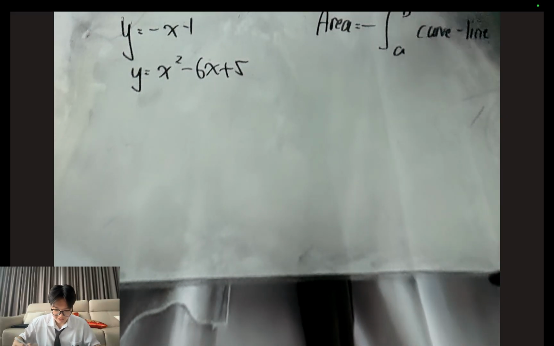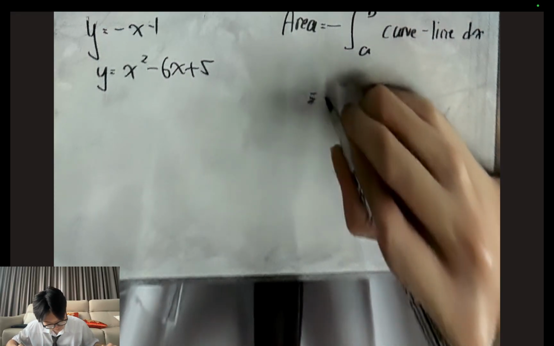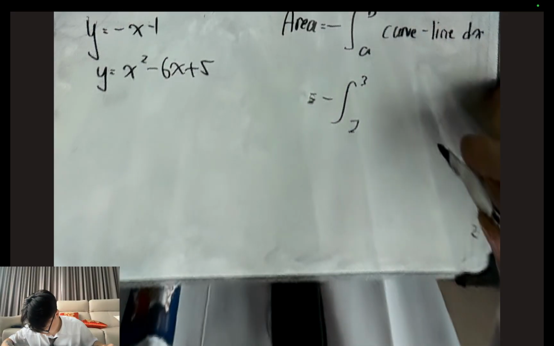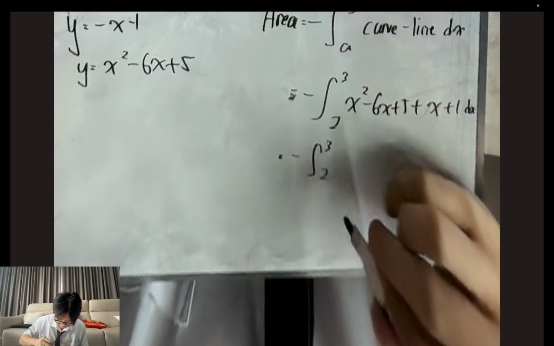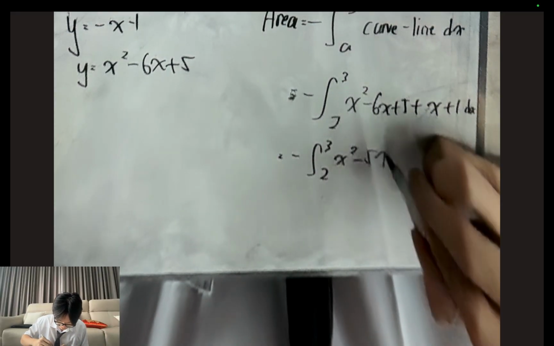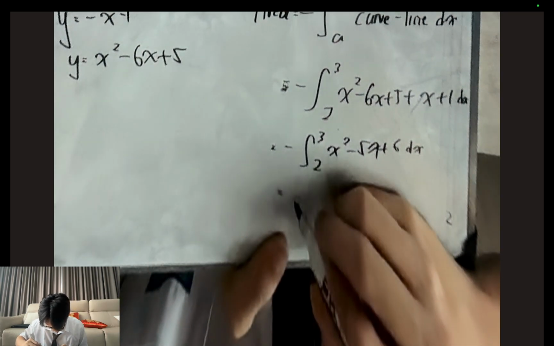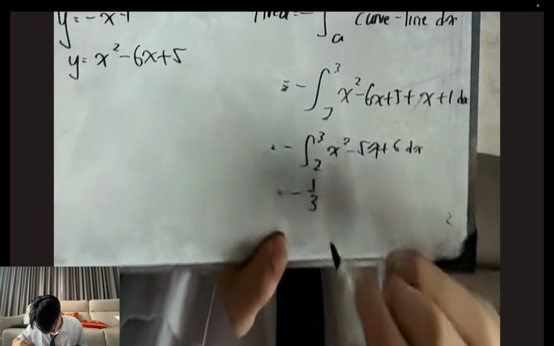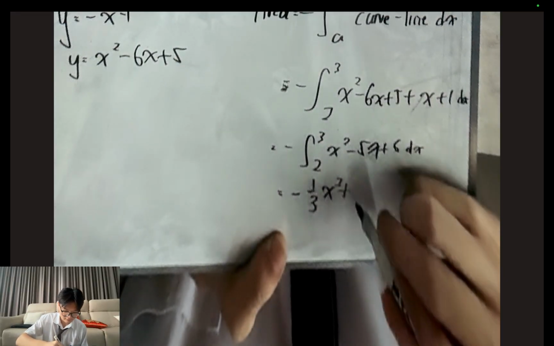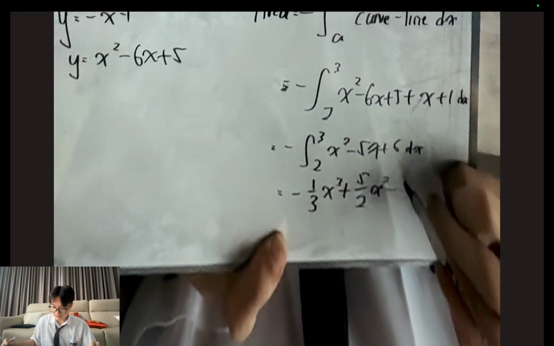And then we just put it in the formula. The intersection points are 3 and 2, and the curve is x squared minus 6x plus 5, and then plus 6 plus x plus 1 dx. Then I'm just going to integrate it and put the negative, so it's going to be easier. Okay, and because there's no space left, I'm going to put it over here.